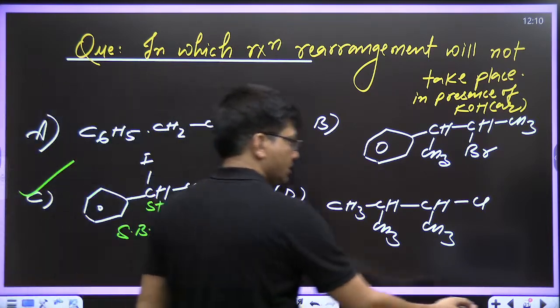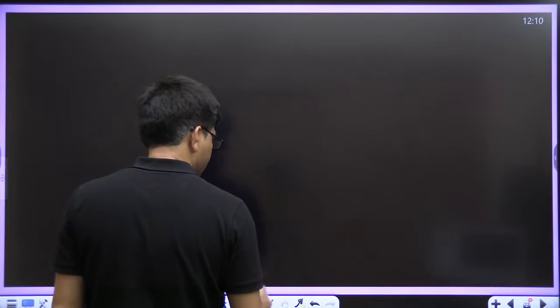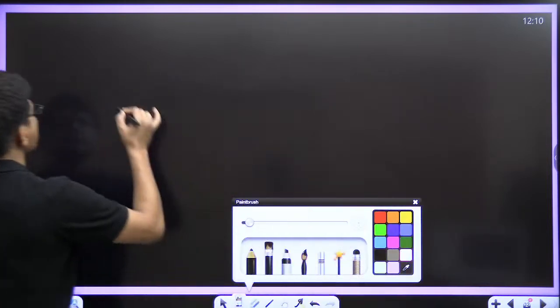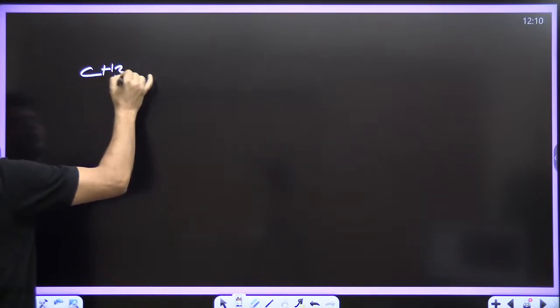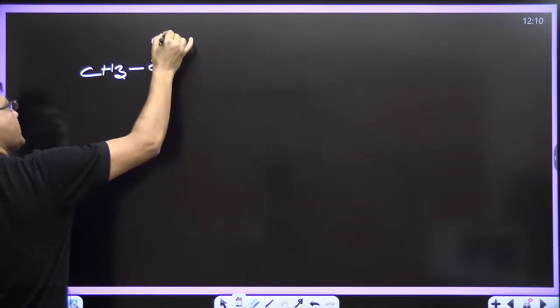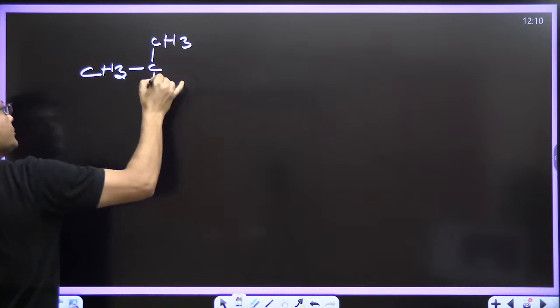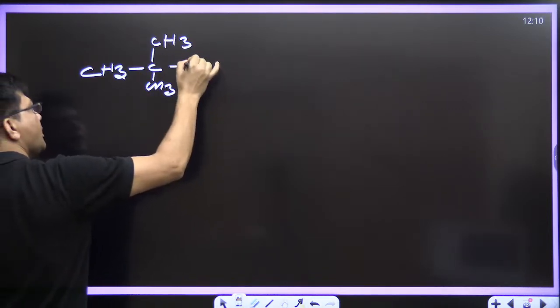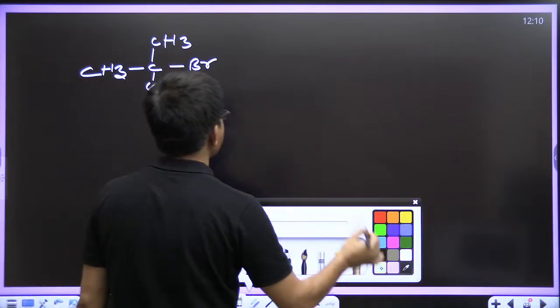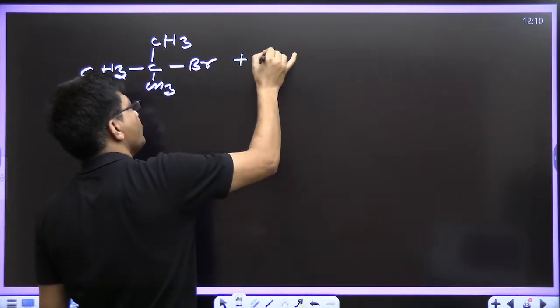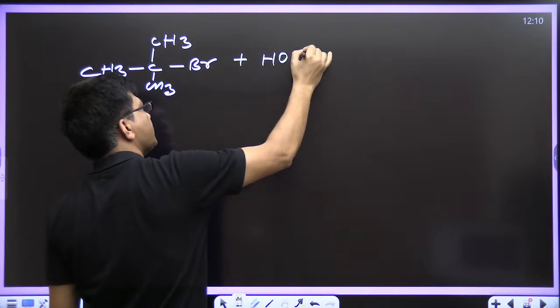Now see, if the reaction is given like this, no KOH is given. Simply they have given the reaction like this. See it, CH3, CH3, CH3, Br, and water. Simply water is given over there. No KOH is given. Now, what do you think? What type of reaction will take place?